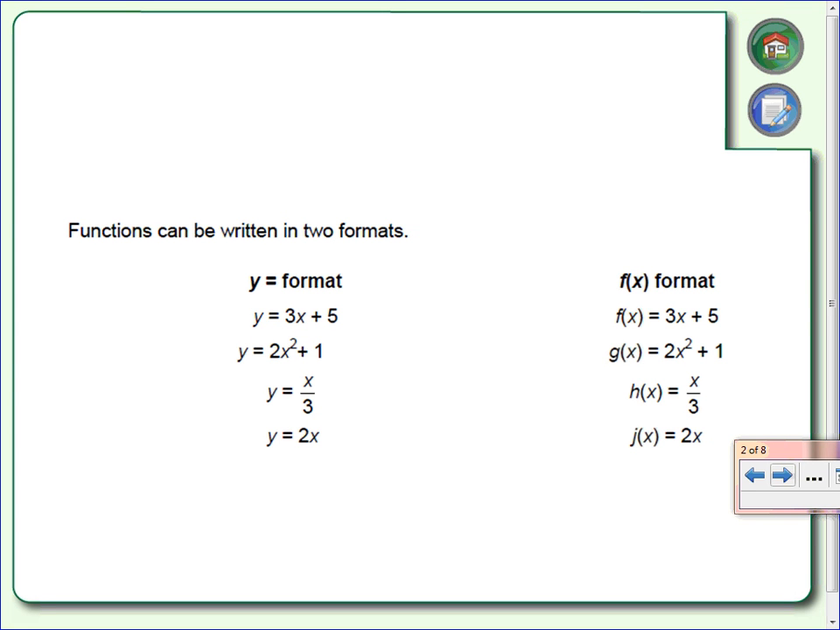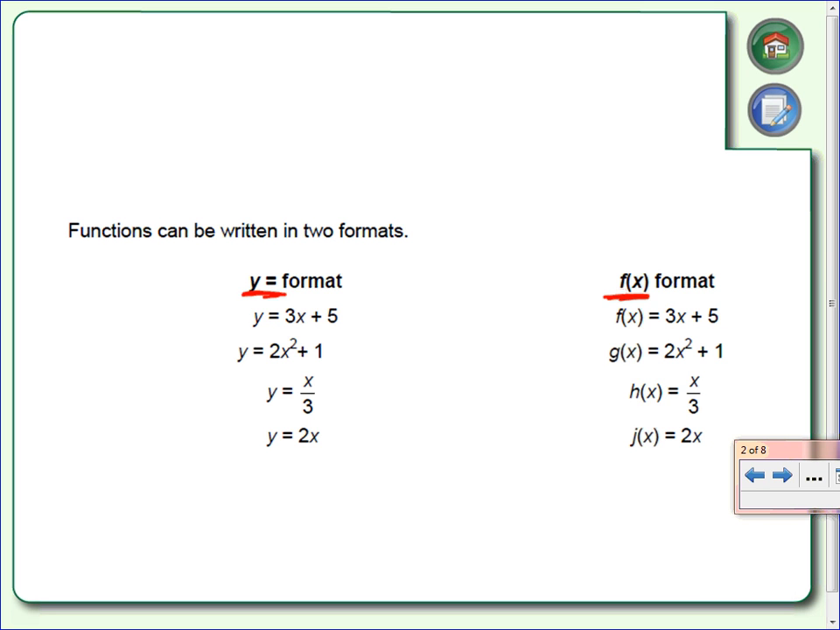All right, so the first thing we need to get straight is we have two things here. We've got something called the function notation that we're going to be working with today. Functions can be written in two different formats. We got the y equals, which most of you guys have already seen. You guys probably done this back in junior high. What we're going to look at today is something called the f of x notation, function notation.